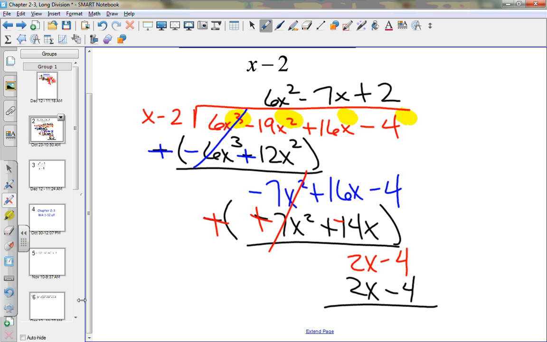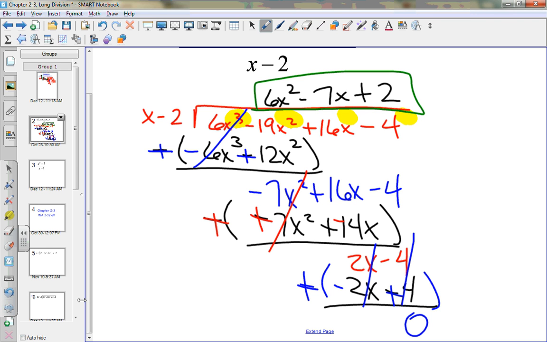What do I do down vertically? I'm subtracting a quantity, which means this changes to plus, that's minus, and this is plus. Those all cancel, and I have a remainder of 0. What does that remainder of 0 mean? That this right here is my answer. Can you see that?